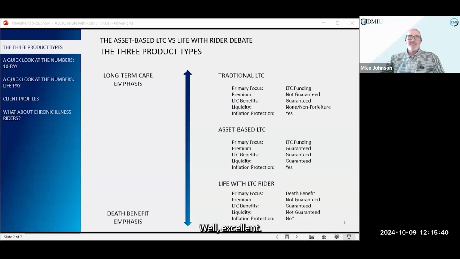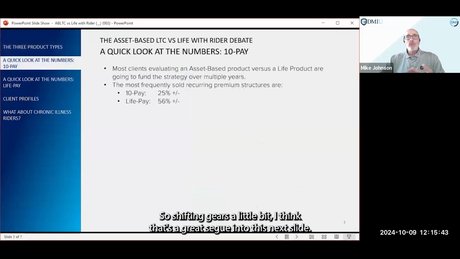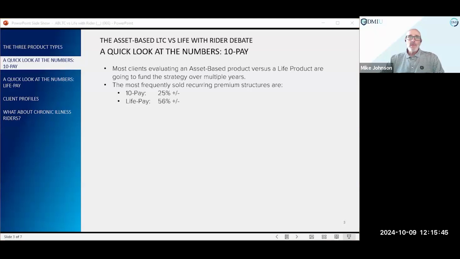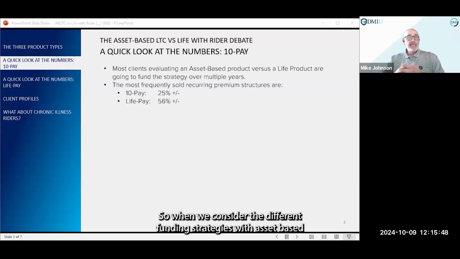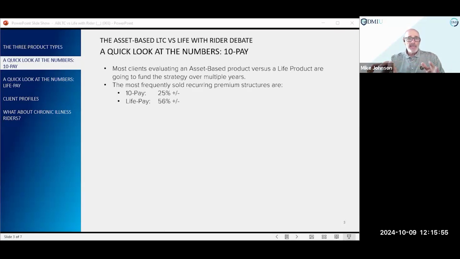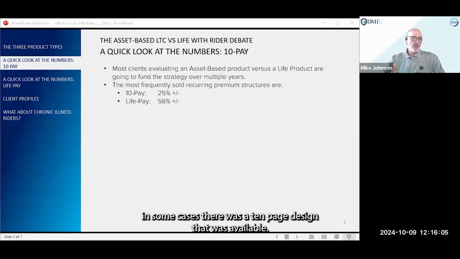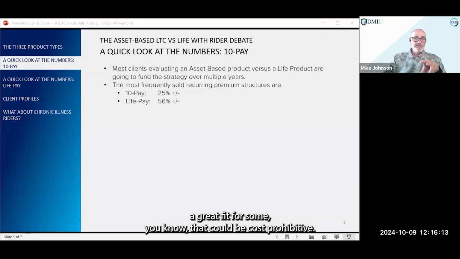Well, excellent. So shifting gears a little bit, I think that's a great segue into this next slide. When we consider the different funding strategies with asset-based long-term care, a single pay option is not the only option available. I say that because in the past, with asset-based long-term care, the options were more limited. There was typically a single pay design, or in some cases, there was a 10-pay design that was available. Although a single pay option could potentially be a great fit for some, that could be cost prohibitive.